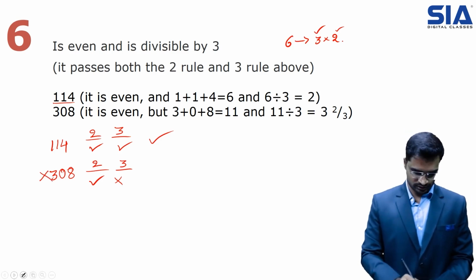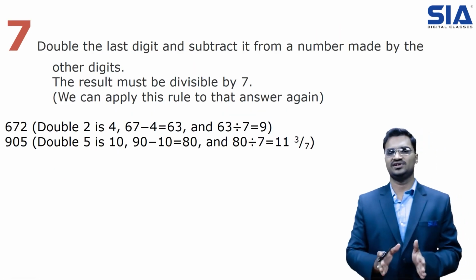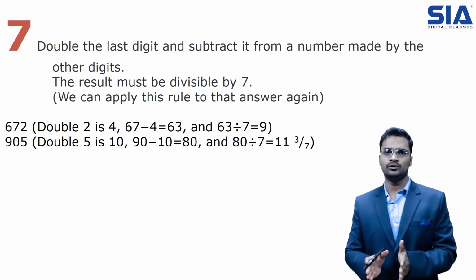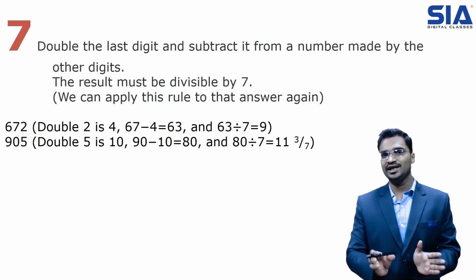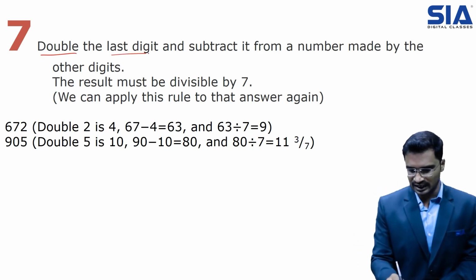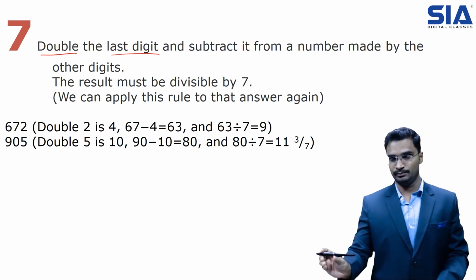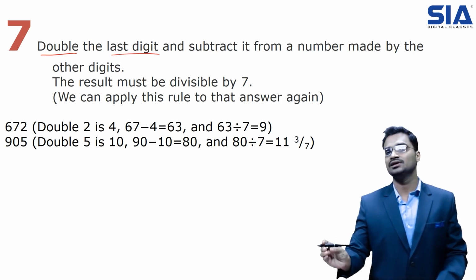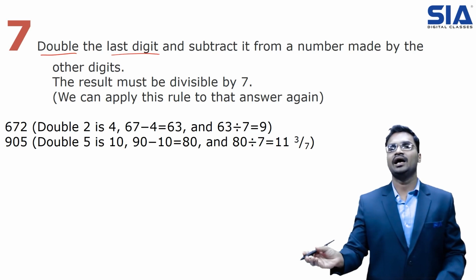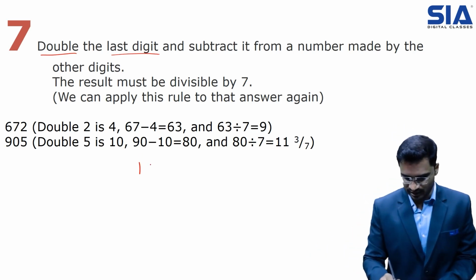Next, the divisibility rule of 7. The divisibility rule of 7 says that we have to take the last digit from that number, double the last digit, and subtract it from the remaining number. For example, I have the number 1729.